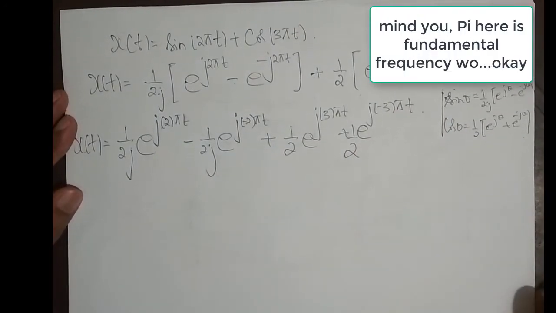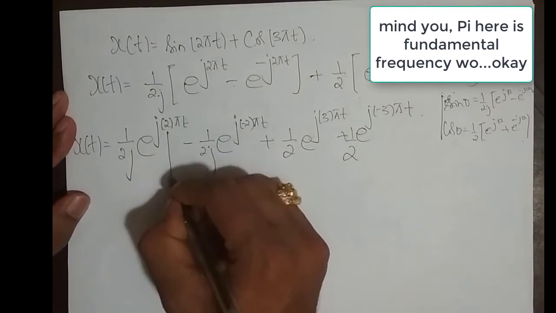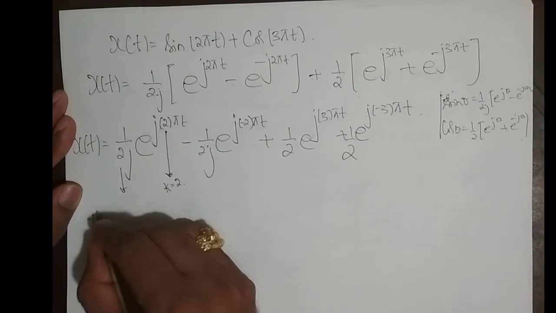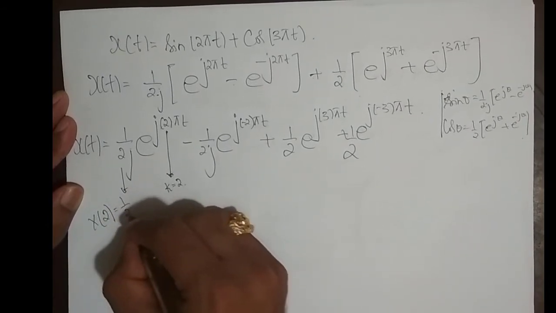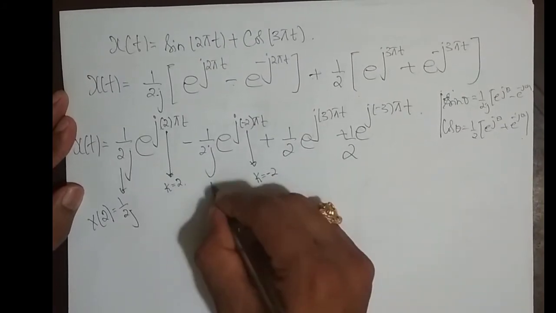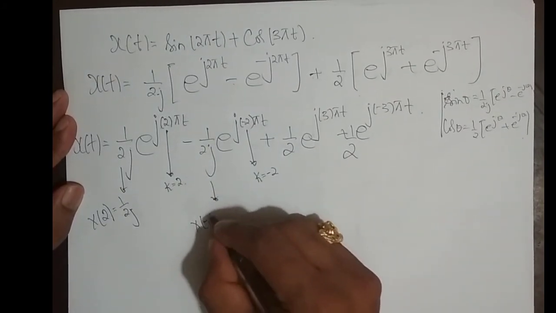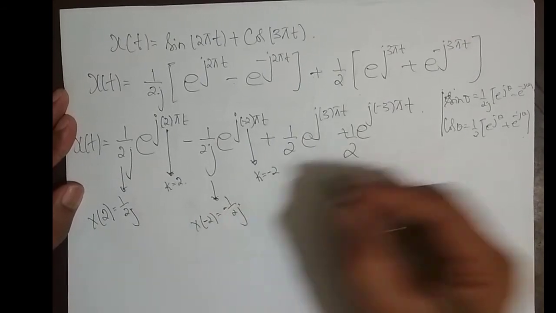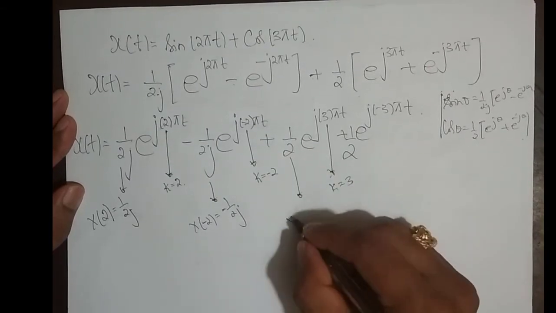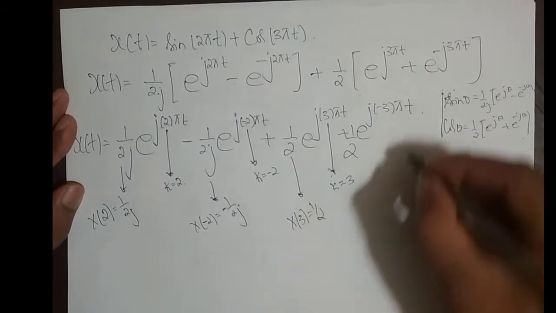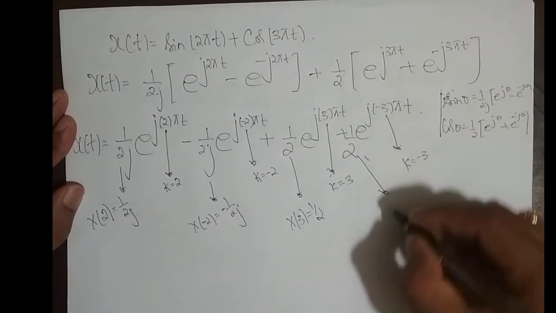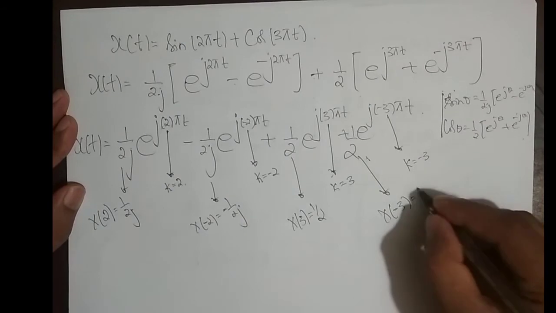Okay, as I explained to you in the previous problem, what is this? This is actually k, its value is 2, and what is this? X of 2, right? And what is this value? 1 by 2j. And similarly, what is this? K equal to minus 2, and what is this term? X of minus 2, which is equal to minus 1 by 2j. What is this value? K equal to 3, and this is X of 3, which is equal to 1 by 2. What is this value? K is equal to minus 3, and this is X of minus 3, which is equal to 1 by 2.